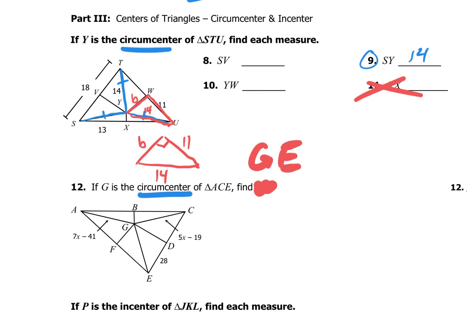Here's my 90-degree angle. And I know it's not marked on here, but we know that on a circumcenter, this is perpendicular right here. So we know this is 90. If that's the 90, then this is my C value right here. So we're going to go 11 squared plus B squared equals 14 squared.